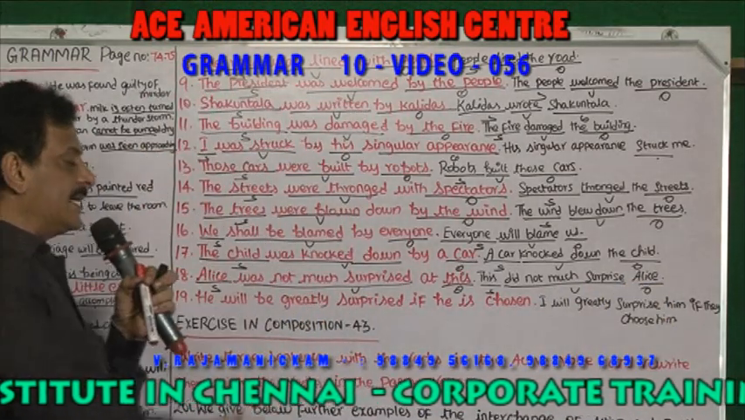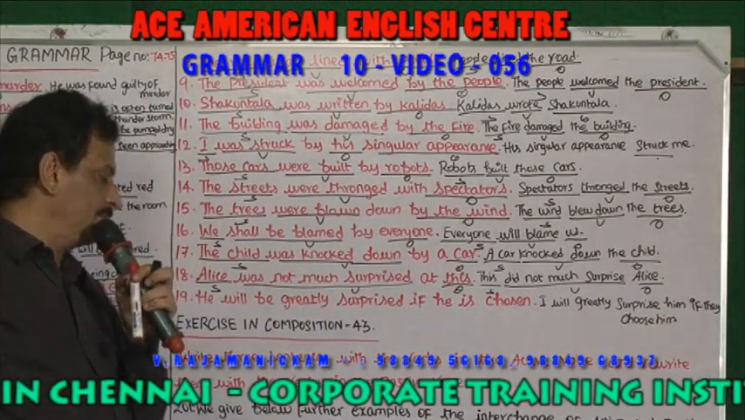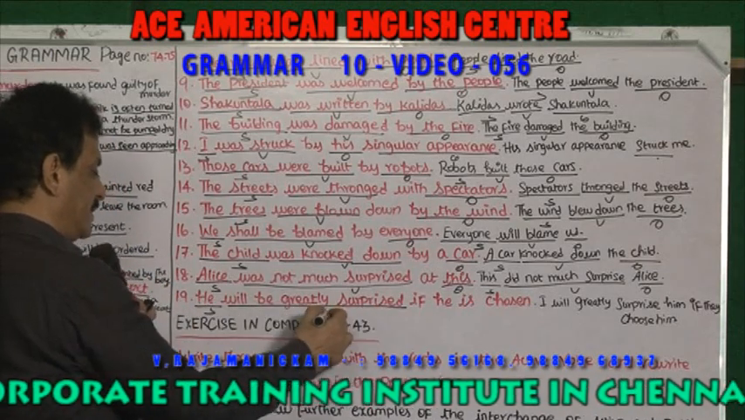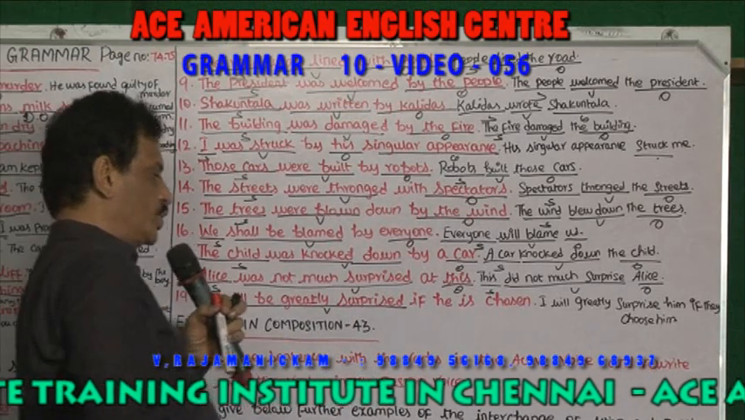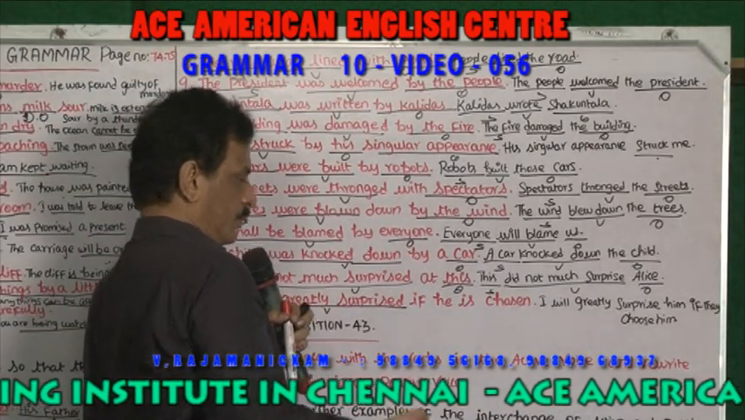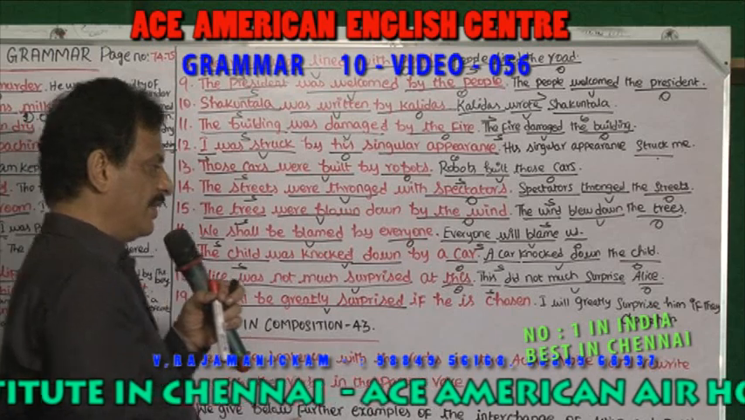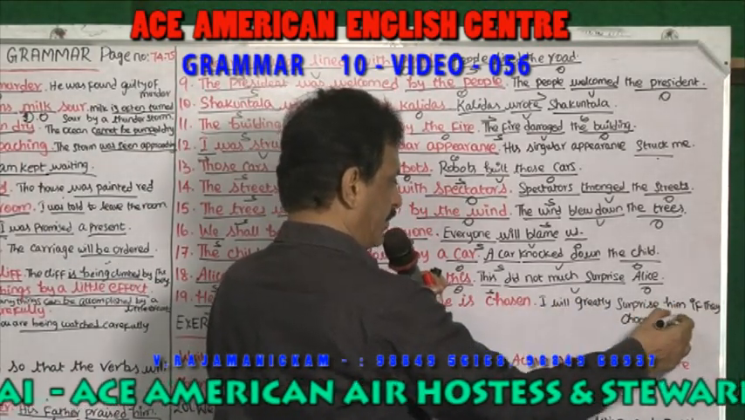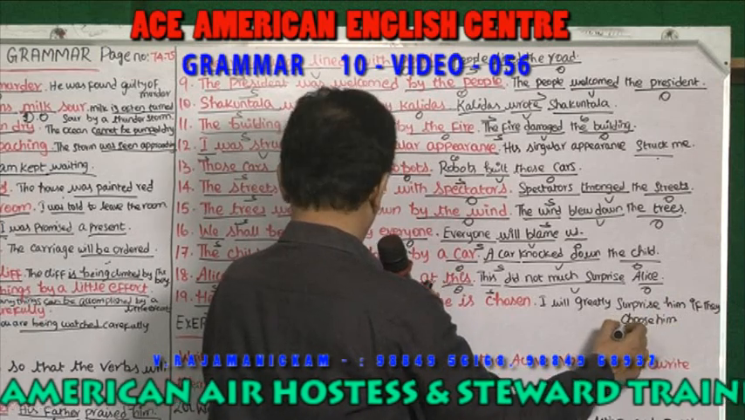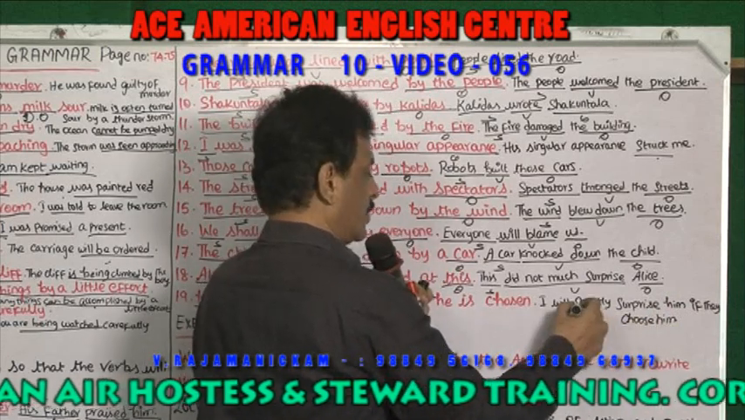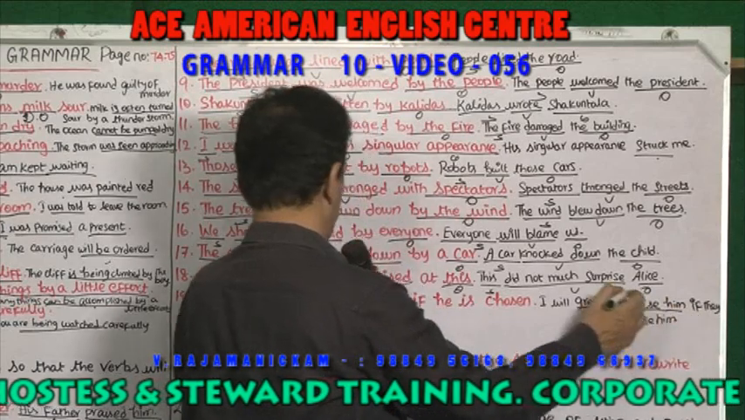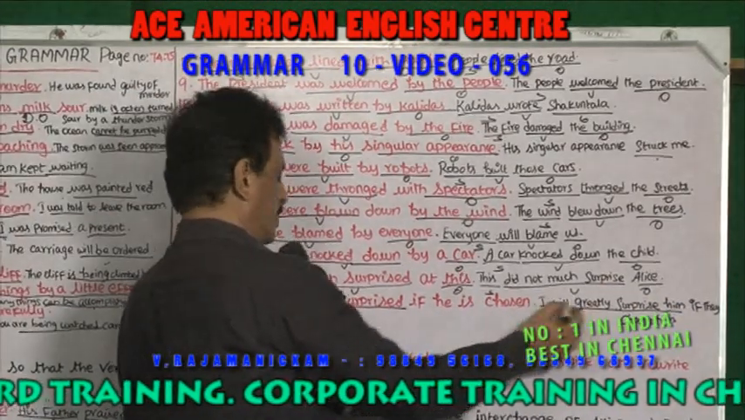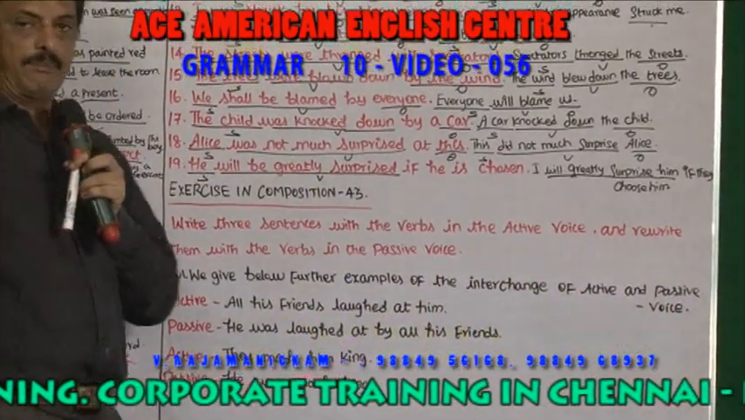He will be greatly surprised if he is chosen. So he becomes the subject. Will be greatly surprised is the verb form. If he is chosen. So what is the active voice? I will greatly surprise him if they choose him. So greatly surprise him is in the present tense. So will greatly surprise changes into will be greatly surprised.